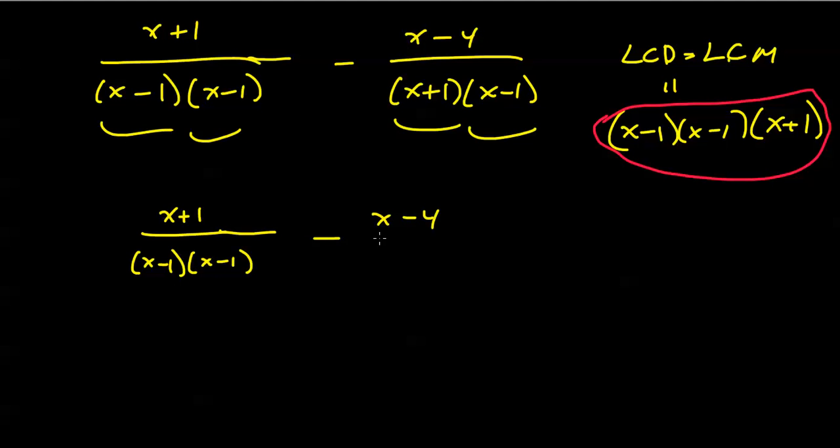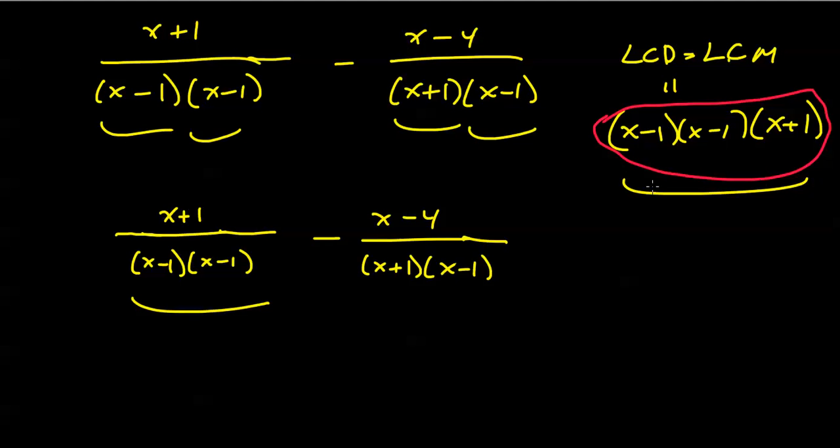Let me rewrite this top line of code, and then I'm going to throw in the missing factors that are needed in each rational expression denominator. To get this to look like this, I'm going to have to throw in a factor of x plus 1. So I'll multiply top and bottom by 1 in the form of x plus 1 over x plus 1.